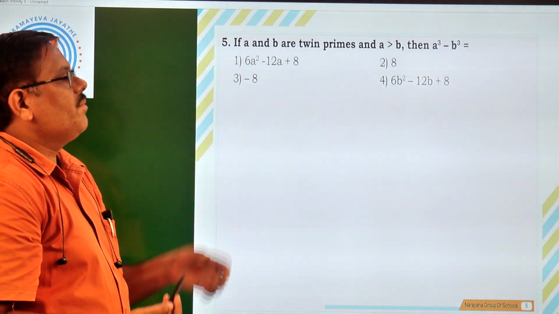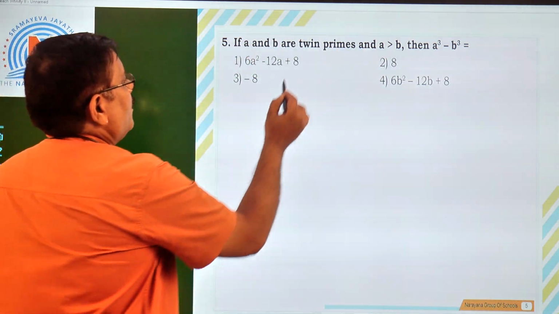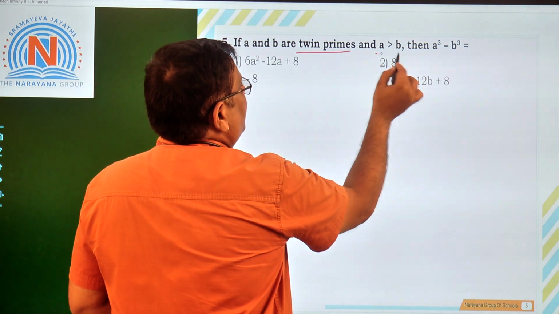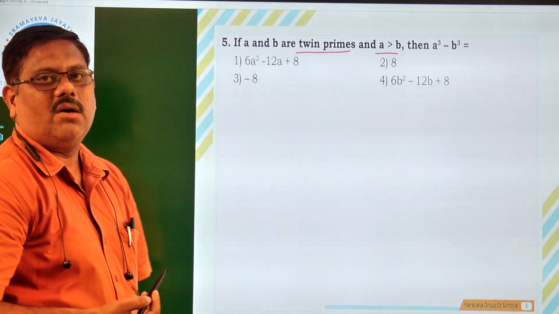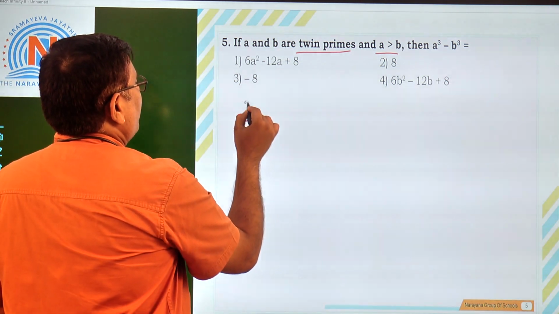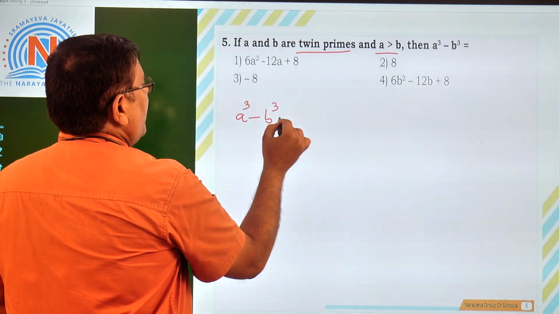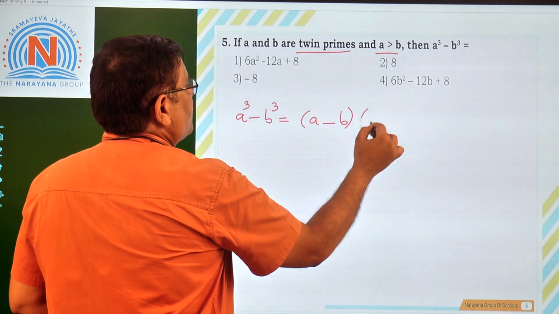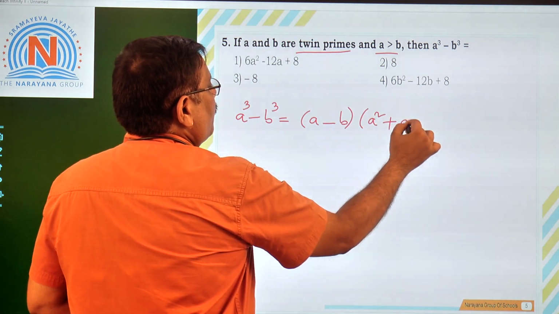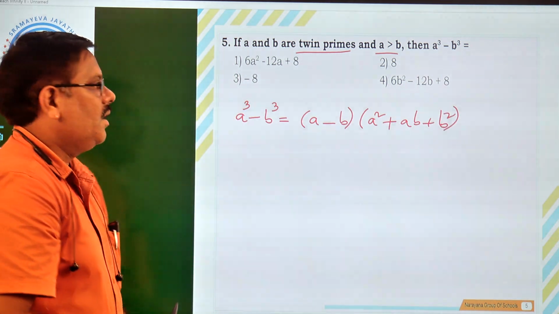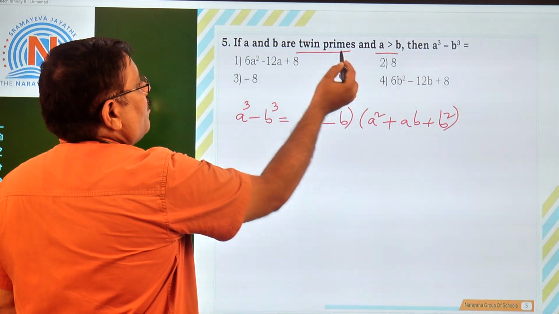If a and b are twin primes, again the twin primes concept is given here. A and b are again twin primes and a is more than b. Very interesting, a is more than b. Then what is the value of a cube minus b cube? Fine. Now let us take a cube minus b cube. A cube minus b cube you can write as, according to the identity, a minus b times of a square plus ab plus b square. That is an identity we have.